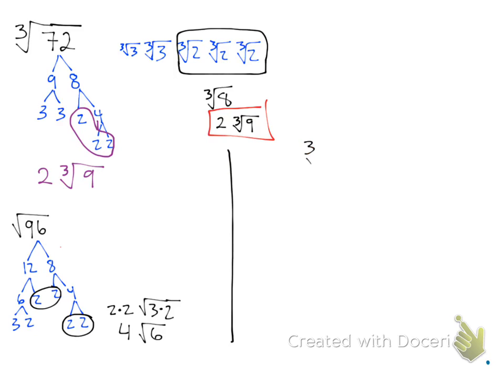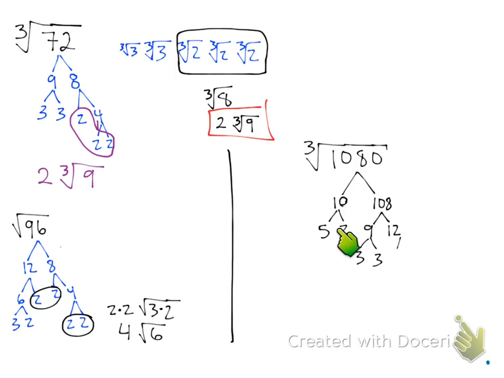And let's try one more on this slide. Cube root of 1080. So break apart 1080, and then your index is 3, so you need 3 of the same number to make a group. So I did 10 times 108. 108 is 9 times 12. 9 is 3 and 3. 10 is 5 and 2. And then just keep breaking it apart.